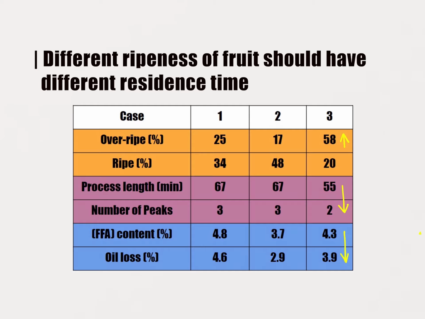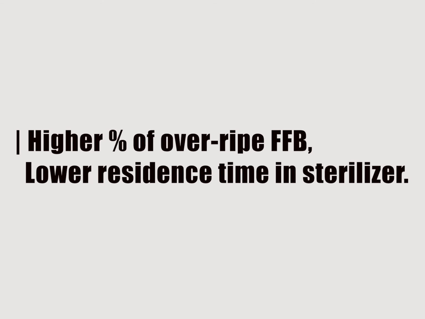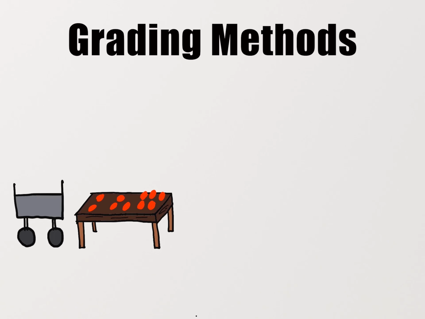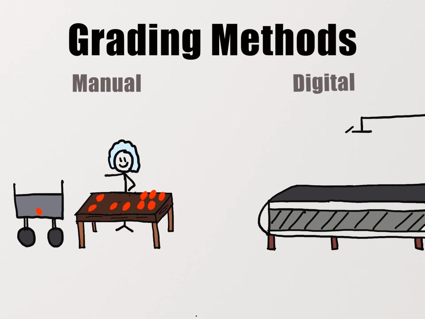Therefore, it can be deduced that a higher percentage of overripe FFB should have a lower residence time in the sterilizer as compared to ripe FFB. Industries use time-consuming manual grading of FFB. Digital image processing can be used to estimate FFB ripeness by estimating its oil content. After determining FFB ripeness, the number of peaks necessary can be determined too.